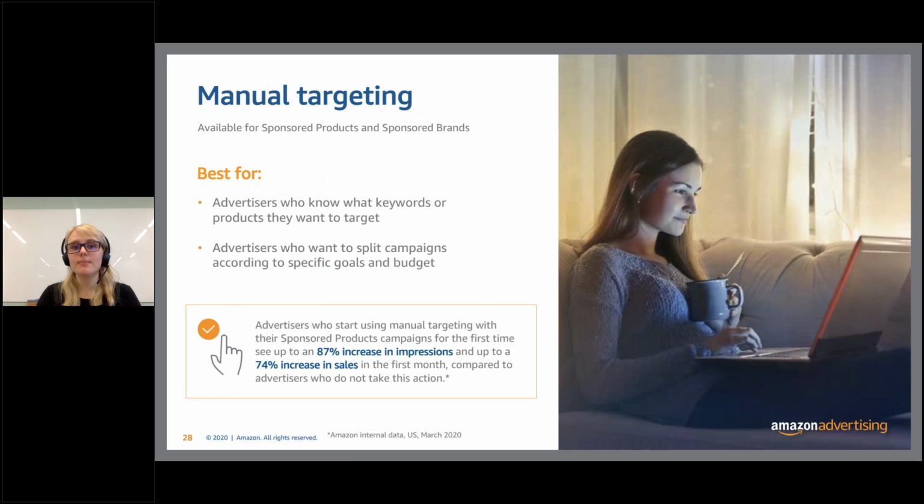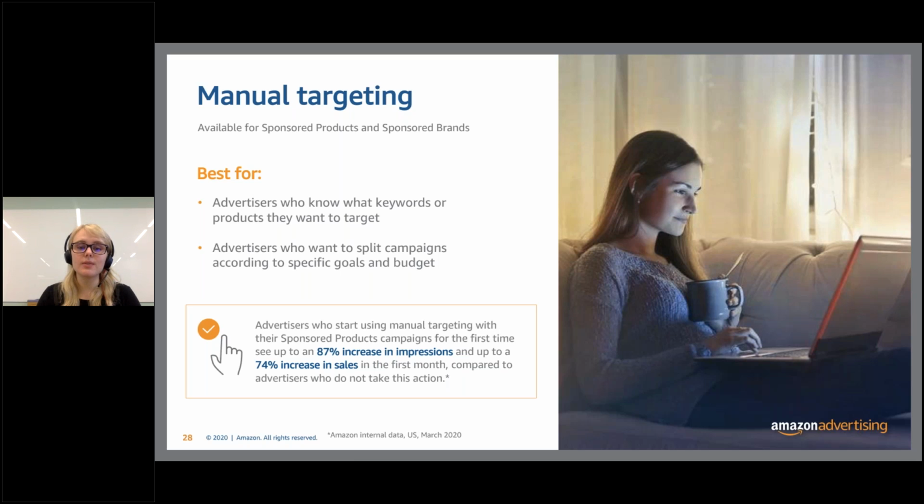And now we'll turn to manual targeting. So this method gives you increased control over your targeting and allows you to split campaigns based on objectives, as well as to better control your spend, which can help you bid more competitively on targets that perform well for you. So we know that advertisers who start manual targeting for their sponsored products campaigns for the first time see a significant increase in impressions and sales in the first month compared to those that don't. So based on that, I'd really recommend this targeting method to work alongside your automatic campaigns.